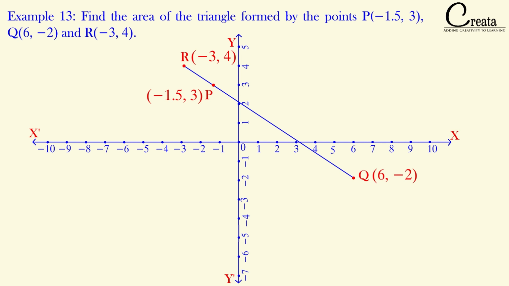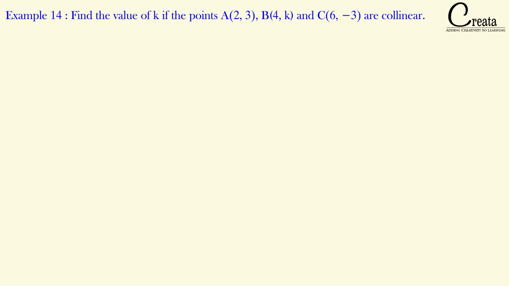Just a small verification technique to prove that these 3 points are collinear and area of the triangle formed by joining these 3 points will be 0. Okay. Let's move to next question, example number 14. Find the value of k if the points A 2, 3, B 4, k and C 6, -3 are collinear.